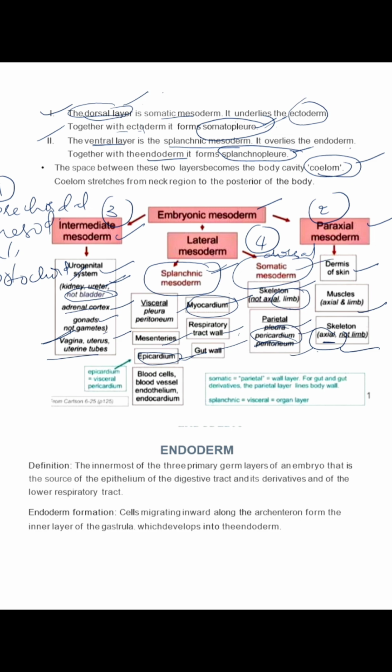Okay. Now, we'll go to the next, that is the endoderm. What is endoderm? The endoderm is one of the three primary germ layers of an embryo, that is the source of the epithelium of the digestive tract and its derivatives and of the lower respiratory tract, and it is the innermost layer.